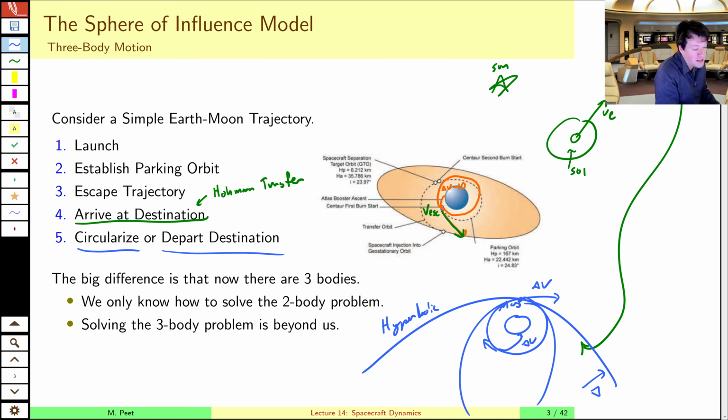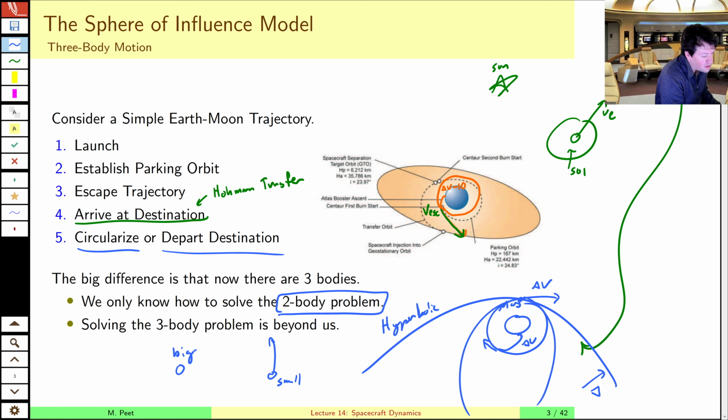So, as I said, the difference is that before we were talking about a two-body problem, where we have a single thing we're orbiting, which is very big, and we've got our spacecraft, which is small. And so that was a fairly restrictive case.